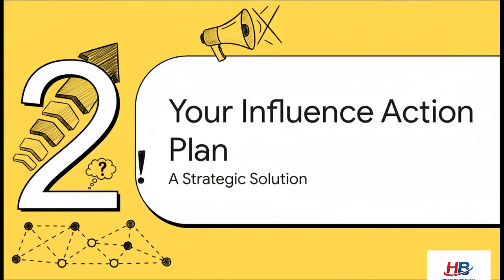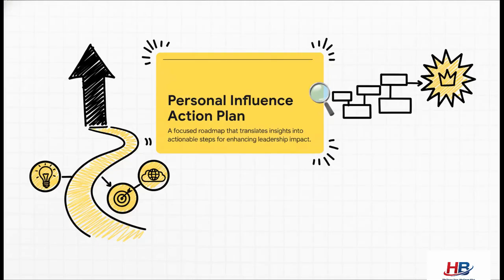So if that's the problem, then what's the fix? Well, it's not about just being louder or more aggressive. It's about being smarter, more strategic. And that strategy? That's what we call your influence action plan. This is the tool we're going to use to build a bridge right over that gap. So what is this thing, really? At its heart, a personal influence action plan is just a focused roadmap. It's about taking all those insights, what you're good at, what your goals are, what your workplace is like, and turning them into clear, simple, actionable steps. The whole point is to intentionally, deliberately level up your leadership impact.